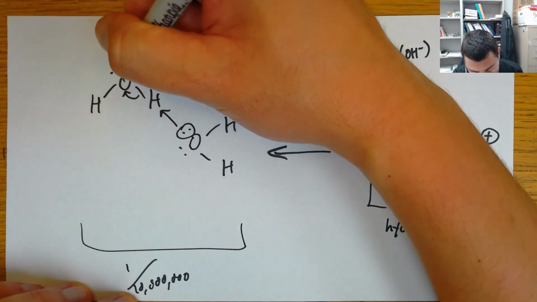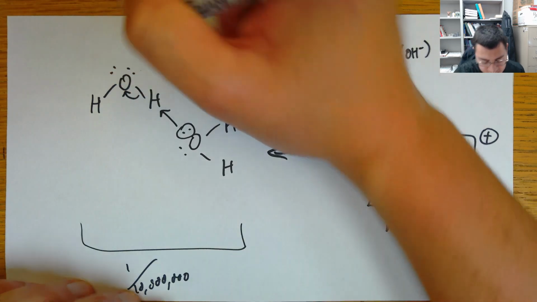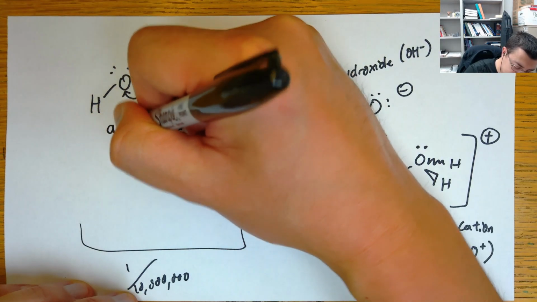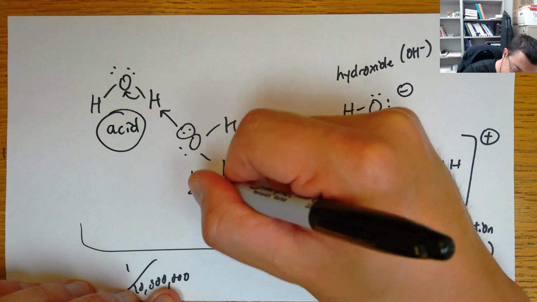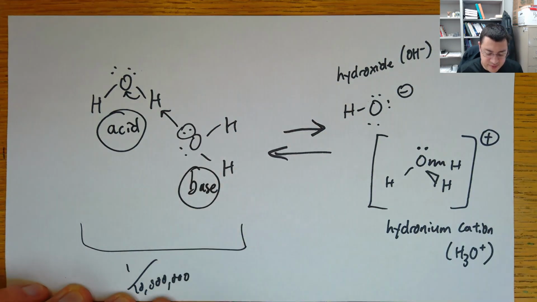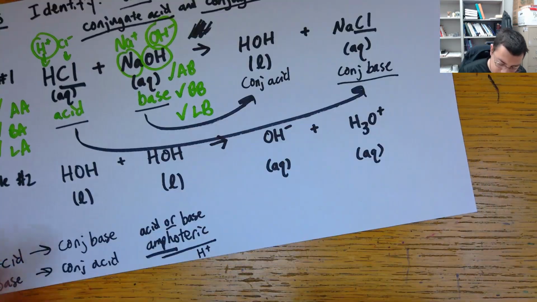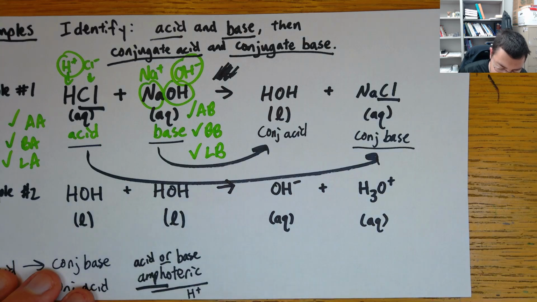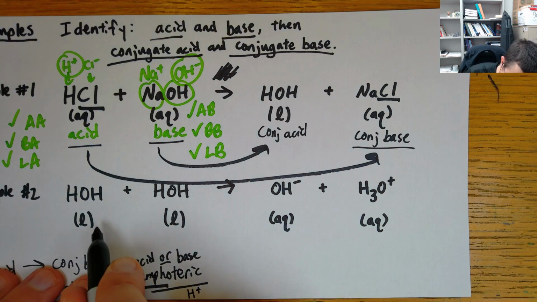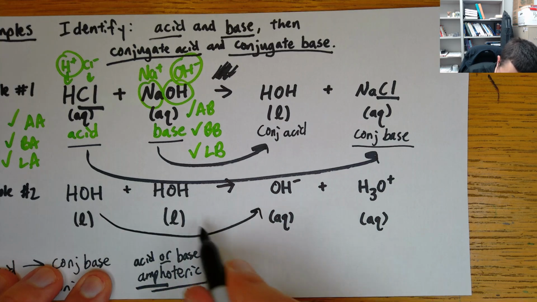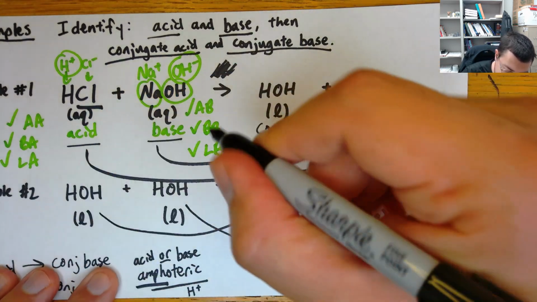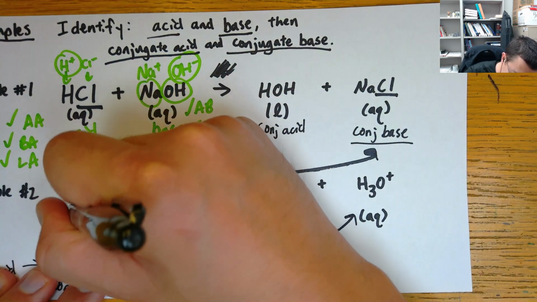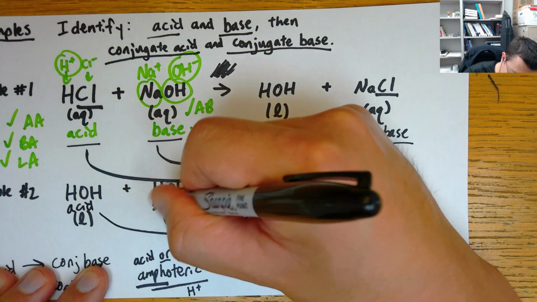So this water right here, it gave away the H plus, so this would mean it's the acid. It gave away the H plus, and this would be your base because it accepted the H plus. All right. How would you know which one is which? We'll just pick one. So this one, we'll say became that one. We'll say this one became that one. All right. So this HOH acted as our acid. Therefore, this one is our base.